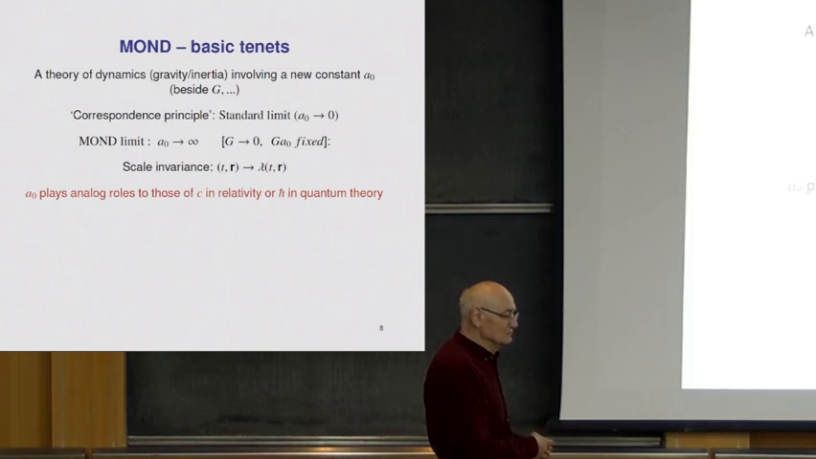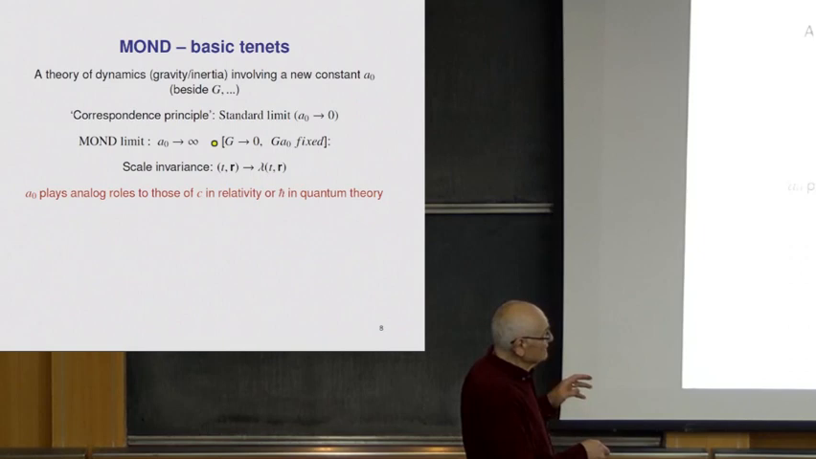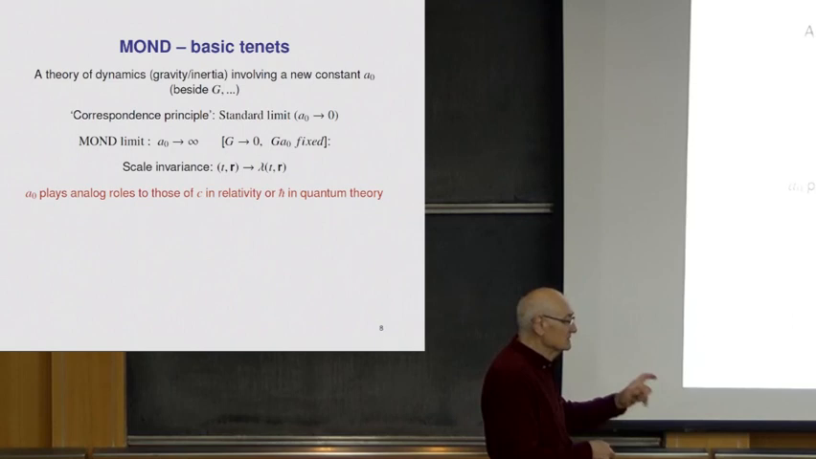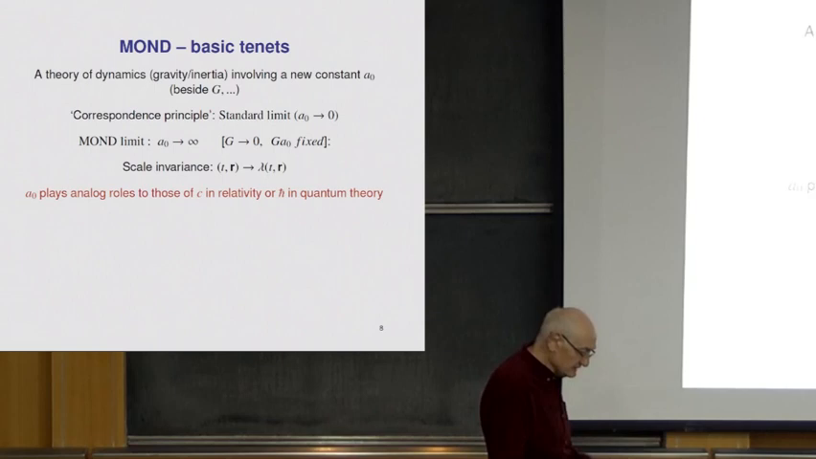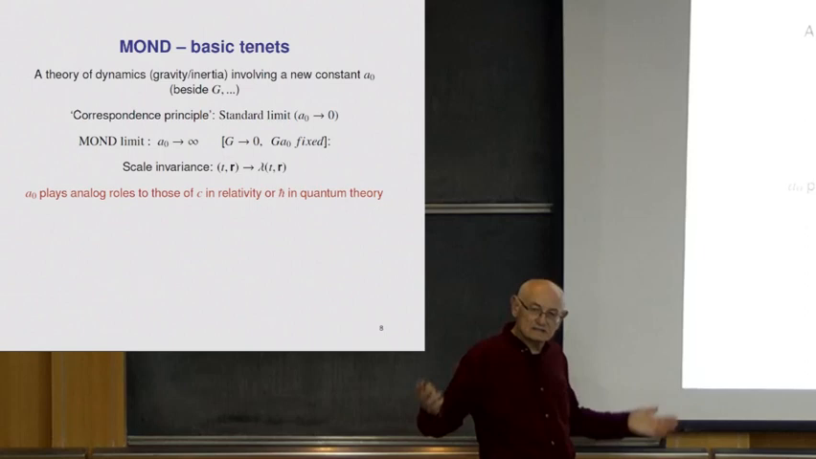And in the opposite limit, formally, you take a naught to infinity. Again, for formal reasons that I will not enter, you also have to take G of Newton to zero, such that G times a naught is fixed, and it is a new constant that appears in this limit. So in this limit, you want the theory to become scale invariant. Again, bear with me a little bit. Scale invariance means that the theory should be invariant under inflating all distances and all times involved by the same factor.